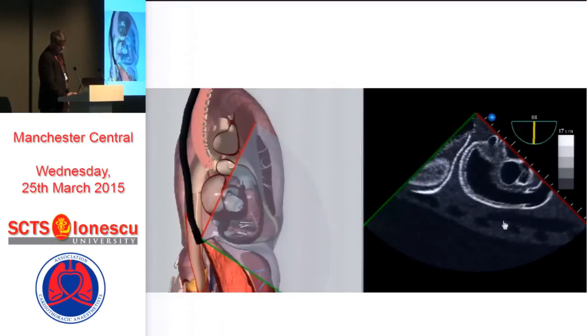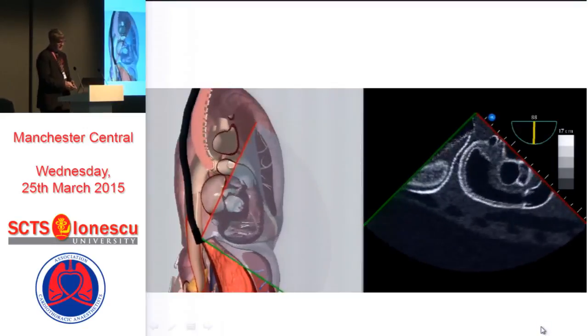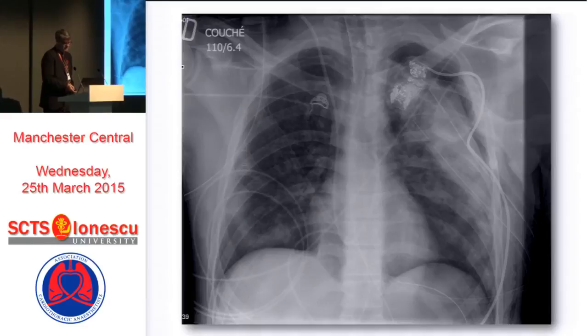In fact, when we just repositioned the drain, this was the chest tube and the chest X-ray, the outflow tract obstruction just disappears. So it was an external compression of the outflow tract.